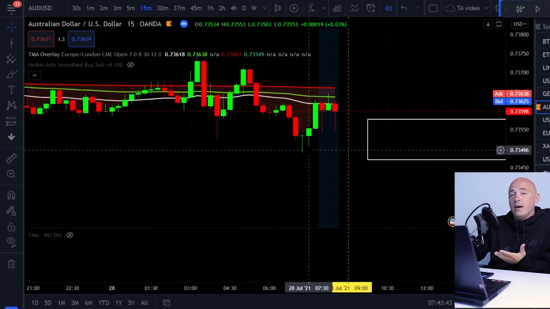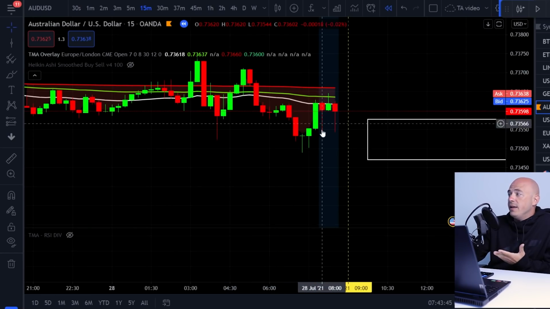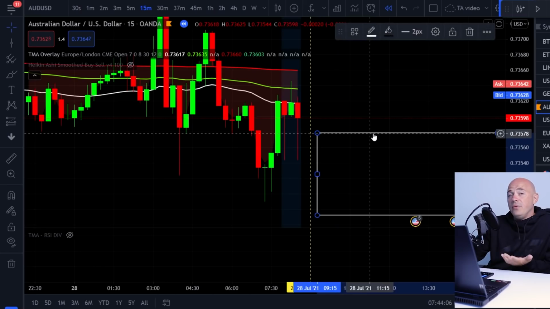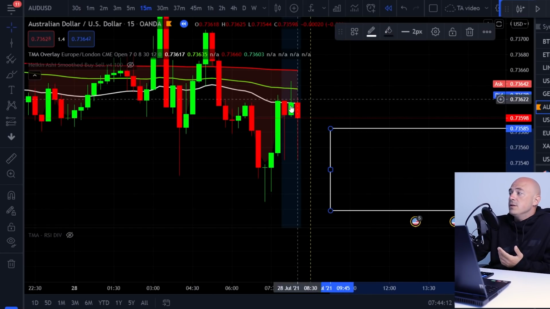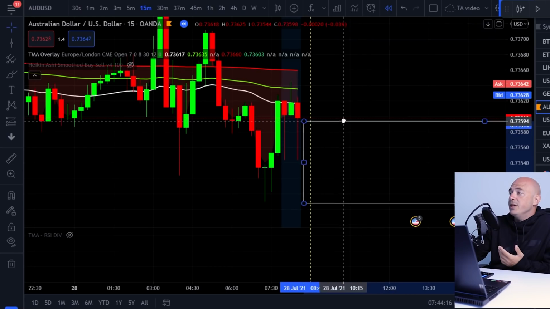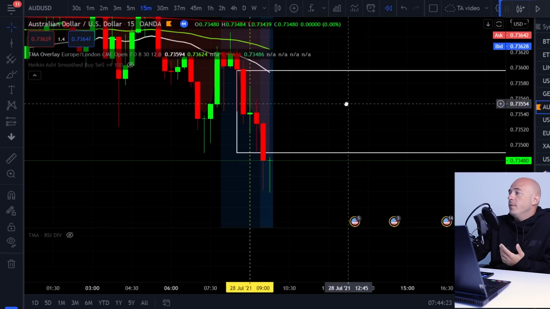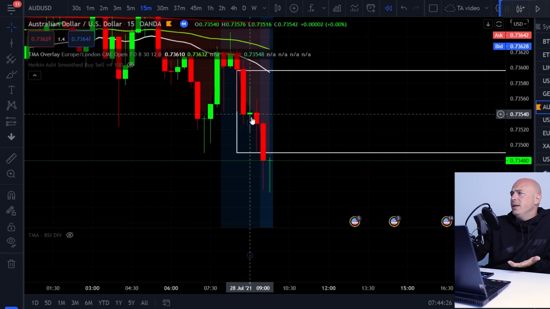All right, so we've had our break. And now we've had kind of a retest right here. And if you guys have followed my videos, you know I like to trade engulfing candles. So this candle engulfed this candle. So this would be my entry point. And you got your 10 pips within 1 hour.